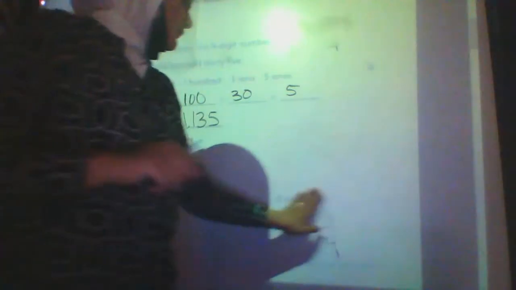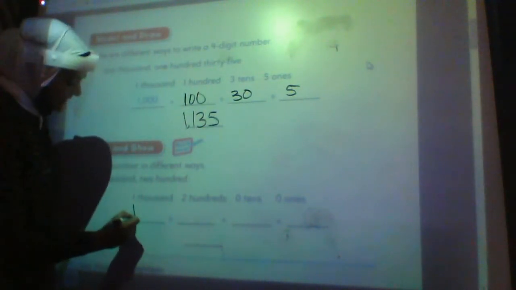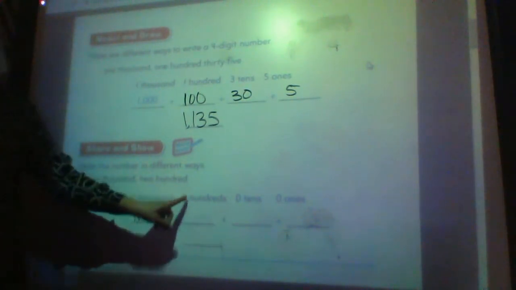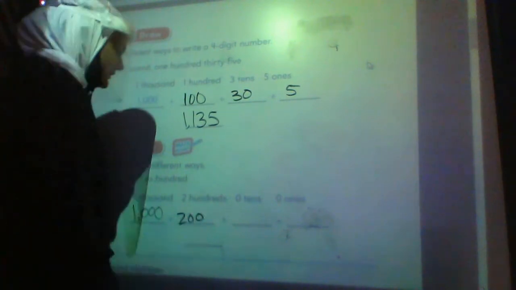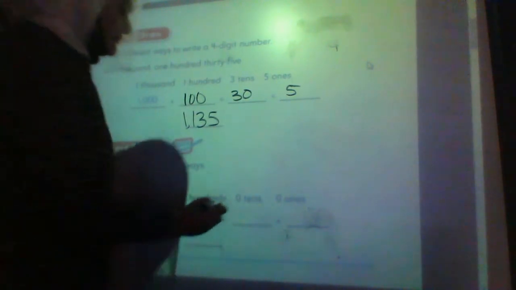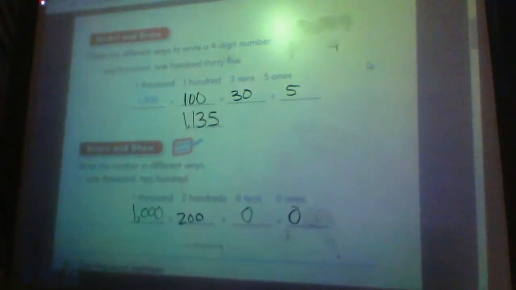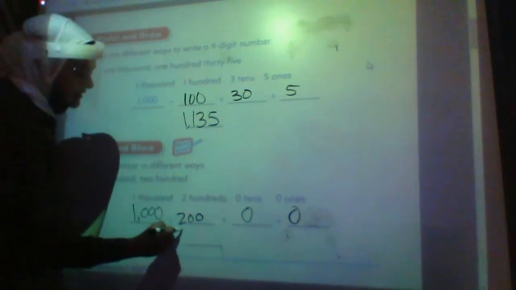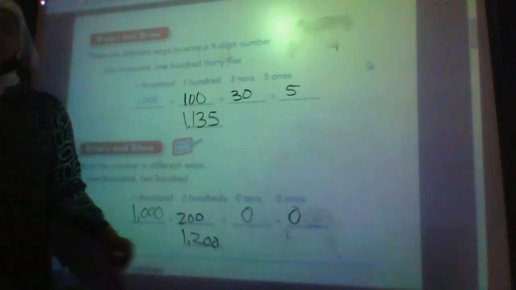All right, moving on. Number 1, write the number in different ways. So first they want us to write it in expanded form. They wrote it in word form. So it says there's 1,000, so we're going to write what? 1,000, that's 1, 0, 0, 0. Plus 200s, how does 200s look? 2, 0, 0. 200. And 0 tens means that there's 0 tens. And 0 ones is 0 ones. So it's probably 1,200. Very good. So our number is 1,200. Make sure you write a comma between the 1,000 and the hundreds place.